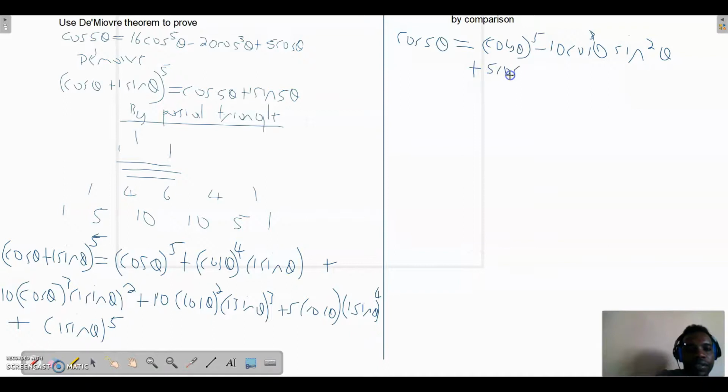5 cos theta sine to the 4 theta. Alright, do we have any other real parts? No, because if this part is real, it means automatically the next part is imaginary.